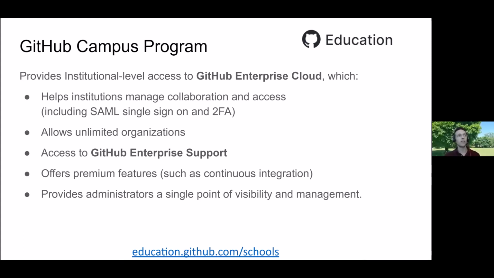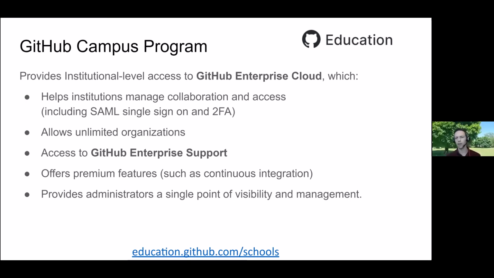You can have an unlimited amount of organizations. There's access to GitHub Enterprise support to help you with that as well. And one of the neat things is that you can hook this in with your own institutional authentication to help manage these repositories and access to them. We're working on this at McMaster right now with our IT group to integrate this with our Azure AD. And then hopefully we'll be able to roll this out broadly across campus with the help of our campus IT. There's all sorts of premium features that people get access to, like continuous integration, which is important for code development. And then most importantly, it gives administrators a single point of visibility and management.